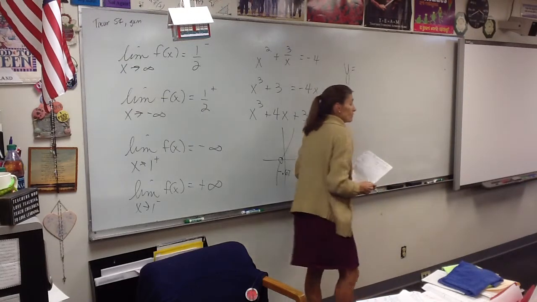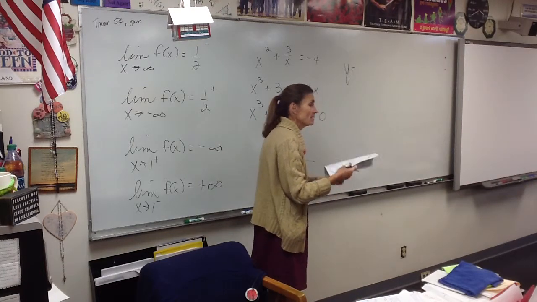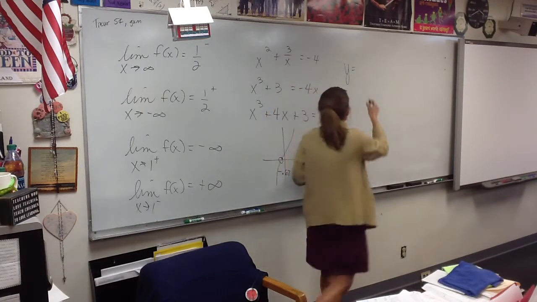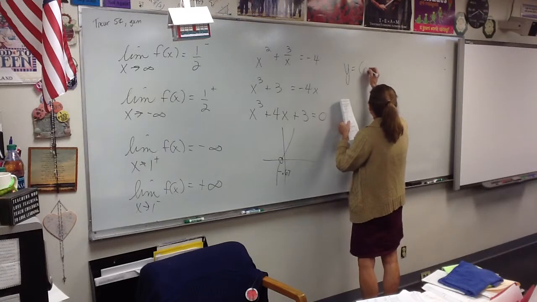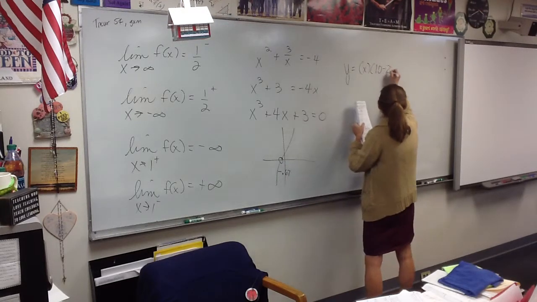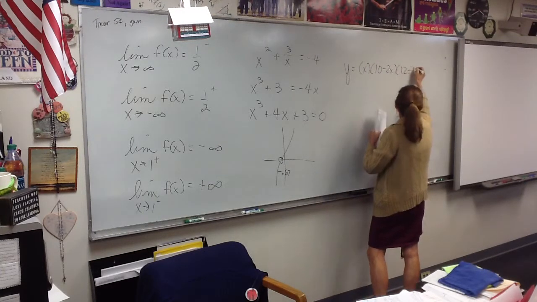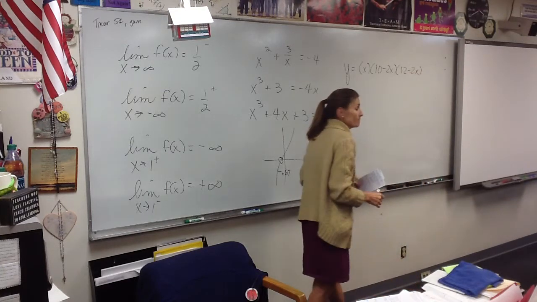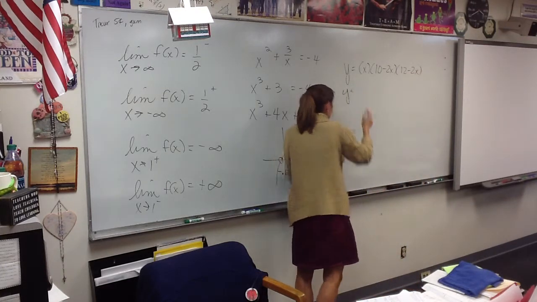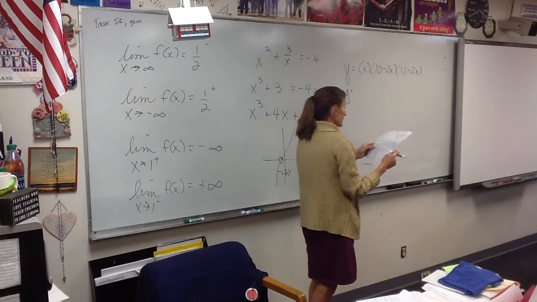So what's our equation for the volume of this box? The paper's 10 by 12. Jake? X times multiplied by 10 minus 2x multiplied by 12 minus 2x. Yep, there's the equation for the volume. Now we want the volume to be at least 80.